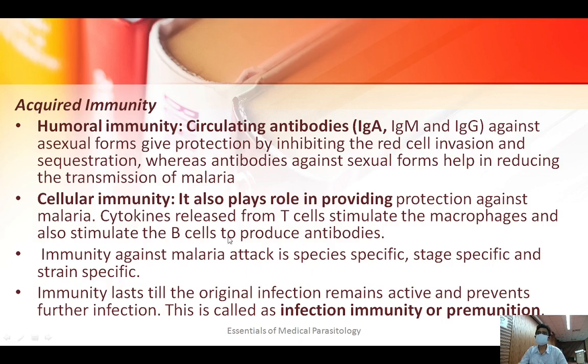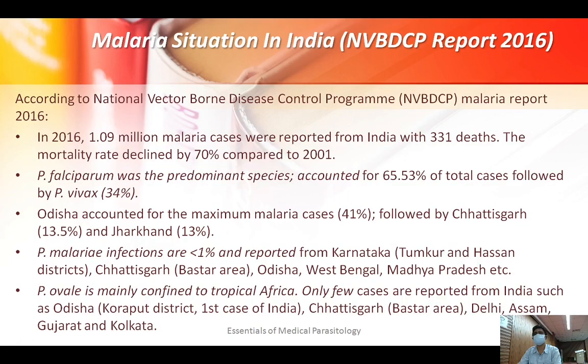Acquired immunity, you can just have a read on it. Humoral immunity means antibodies are developed, circulating antibodies like IgA, IgM, IgG, against the asexual form, which gives protection by inhibiting red cell invasion and sequestration. Then cellular immunity is also there. The cytokines released from the T cells stimulate the macrophages and also stimulate the B cells to produce antibodies. The immunity lasts only as long as the original infection is there. This is known as premonition or infection immunity.